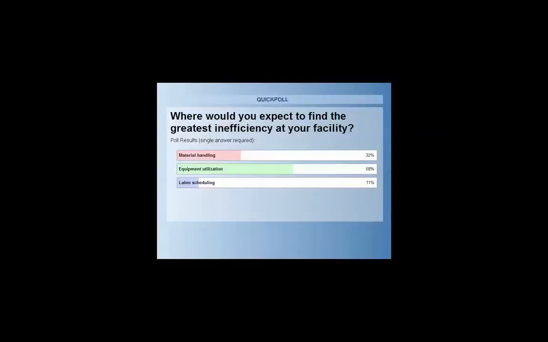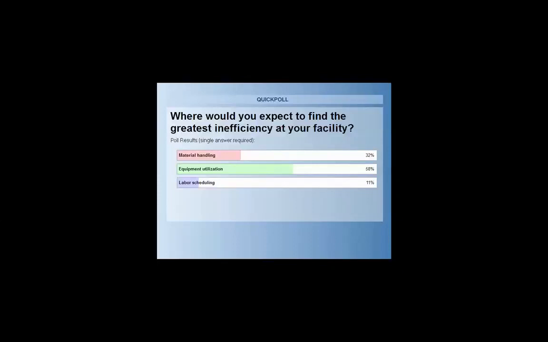Okay, equipment utilization is the top answer, followed by material handling, and at the end, labor. And that's pretty typical. That's often what we find, is that equipment is not properly utilized. What we see is that typically at a transfer station, at a compost facility, at a landfill, even for a collections system, when things aren't working well and we're not keeping up with the workload, the first thing that we look at is, do we need more equipment? Do we need more trucks? Or do we need more people? And so we'll add those.